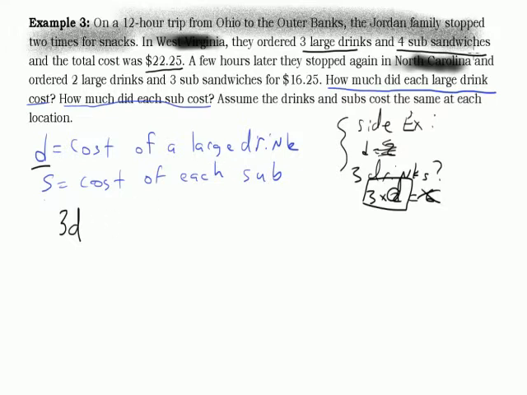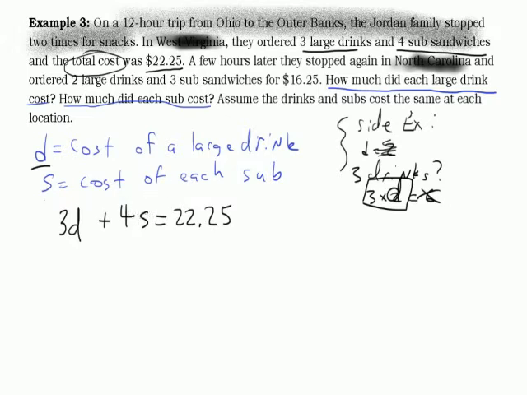I also bought 4 sub sandwiches. The total cost for that, in a very similar way, would be 4S. The total cost was $22.25. Adding those two amounts together, I get 3D plus 4S equals $22.25. And that's my first linear equation.